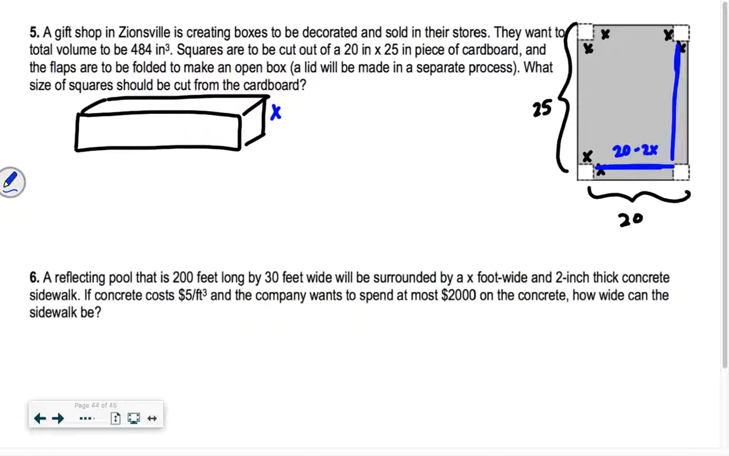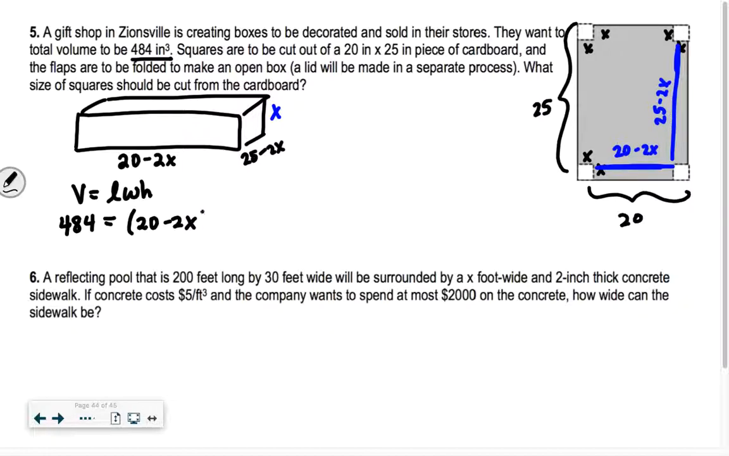20 minus 2x, that can give me one. What about the other one? 25 minus 2x, exactly. So we have 20 minus 2x and 25 minus 2x. Doesn't matter which one's which. So when I talk about the volume of the box, the volume is the length times the width times the height. So our volume, it says we want it to be 484 cubic inches. And our length was 20 minus 2x, our width was 25 minus 2x, and our height was x.